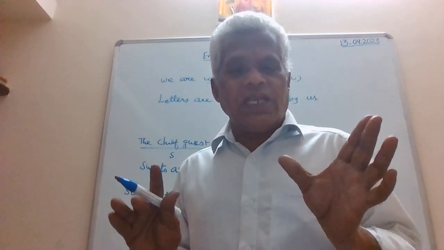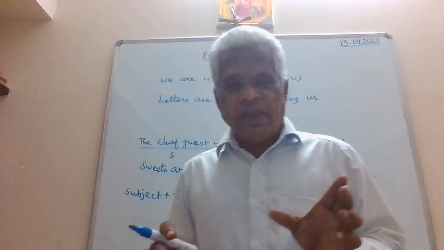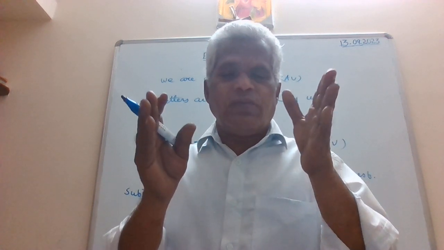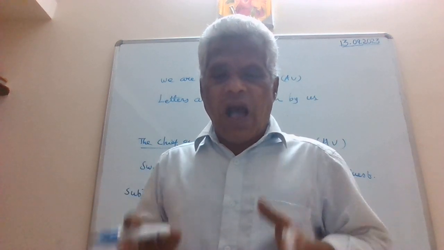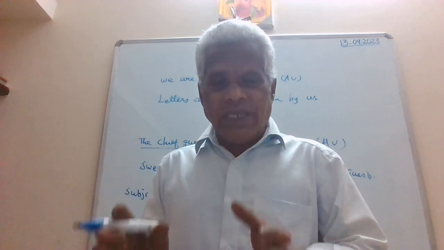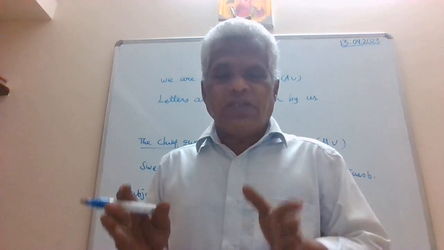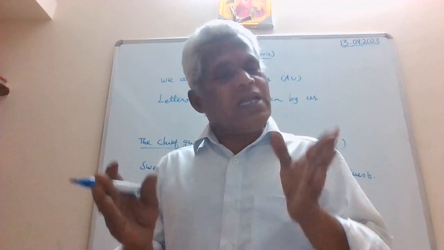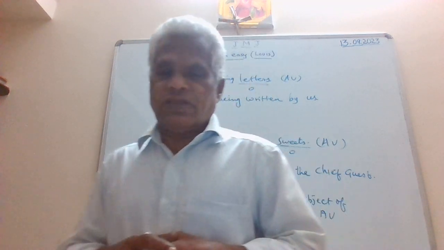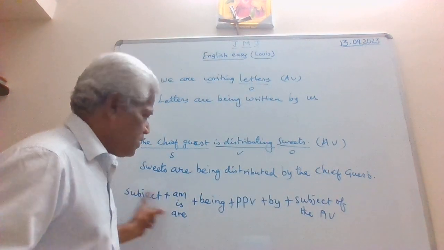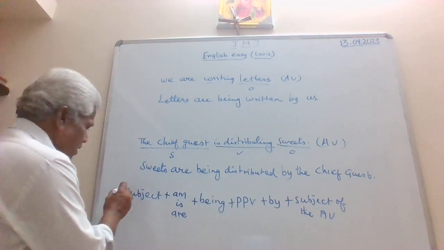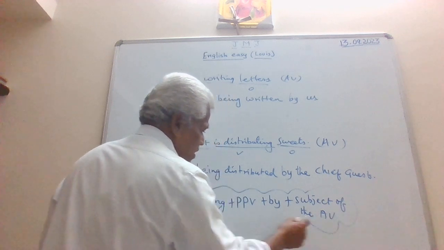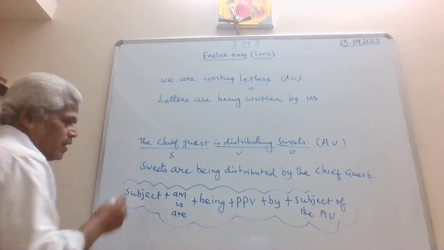So the rule is subject, and then depending upon the subject you have the verb am, is, are plus being plus past participle form of the verb plus by and then the subject of the active voice. That's all. See? And this is your rules here. So if you want, you can just have a look at the rules once again.